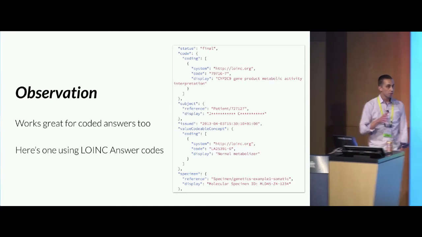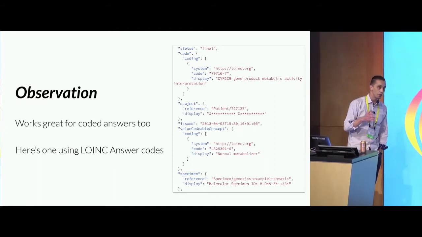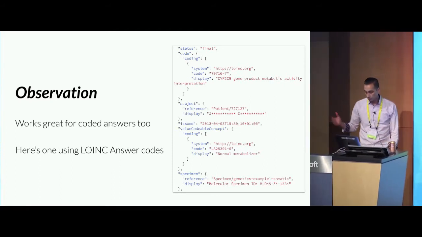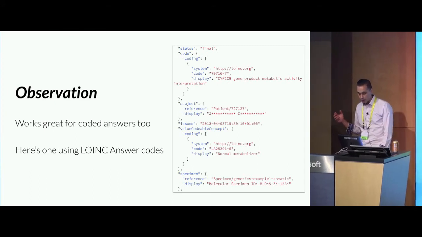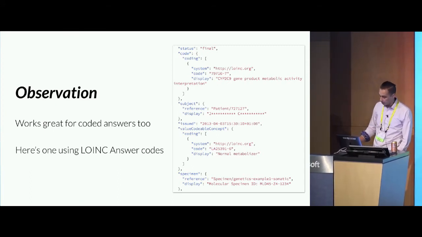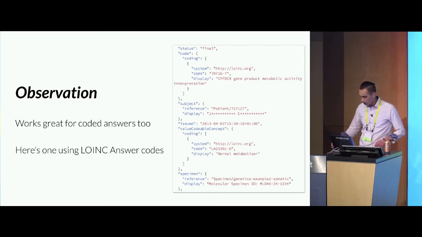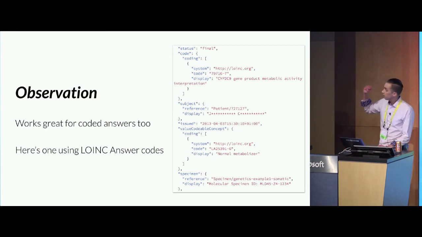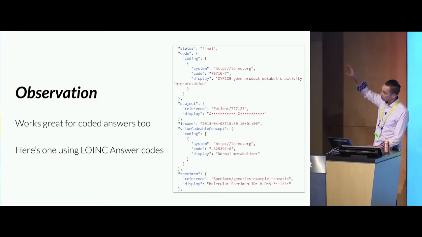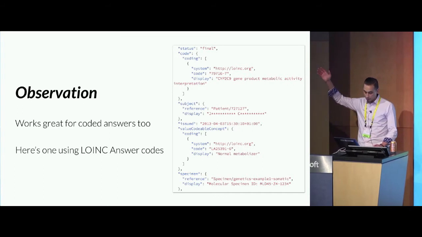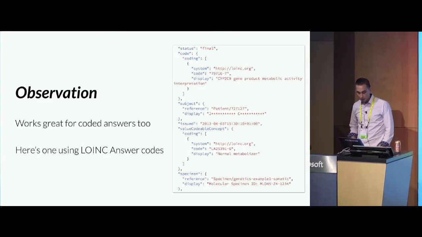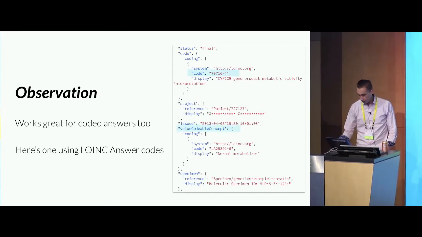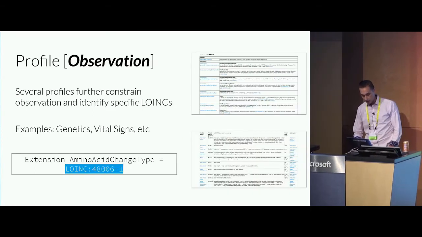The same model works great if you're using coded or ordinal response values, for example. And here I show you an example of a CYP2C9 gene product metabolic activity interpretation, where what we're trying to communicate in the response value is that this patient is a normal metabolizer. And so you can use a coded representation of that answer choice as the value for the observation as well. So we've got LOINC codes at the top and then answer codes in the bottom.